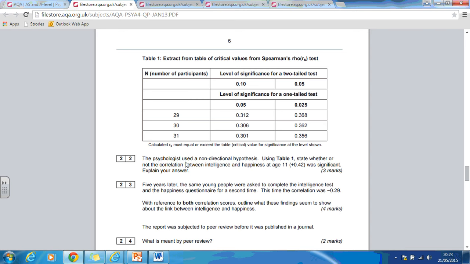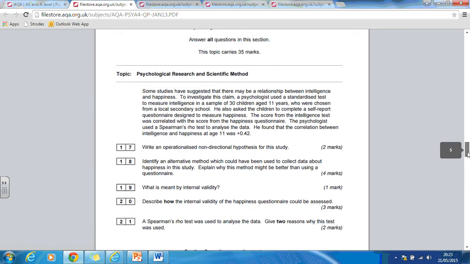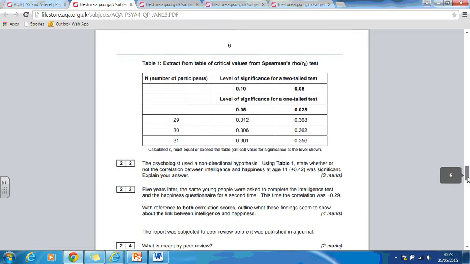It just says psychologists use a non-directional hypothesis, using table 1, state whether or not the correlation between intelligence and happiness at age 11 of 0.42 was significant, and explain your answer. It's worth 3 marks. So the first thing we need to do is find out if it's significant. First thing, always number of participants. So let's go up and have a look at number of participants, which is 30 children again. So we just look at the number 30.